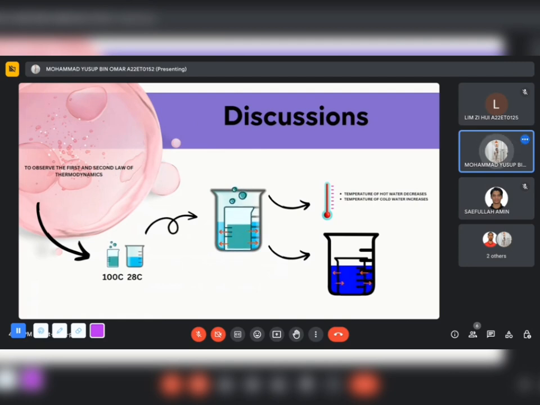So about our discussion, the experiment is conducted to observe the first and second law of thermodynamics in various processes. Before the experiment started, the temperature of the hot water is 100 degrees Celsius and the cold water is 28 degrees Celsius. When the experiment was carried out, the temperature of hot water slowly decreased, and the temperature of cold water also increased until both waters achieved the equilibrium temperature at the end of the experiment. The first law of thermodynamics states that energy can only be transferred or changed from one form to another, which in this experiment we can see that the heat energy from the hot water is transferred to the cold water until both waters reach the equilibrium temperature.